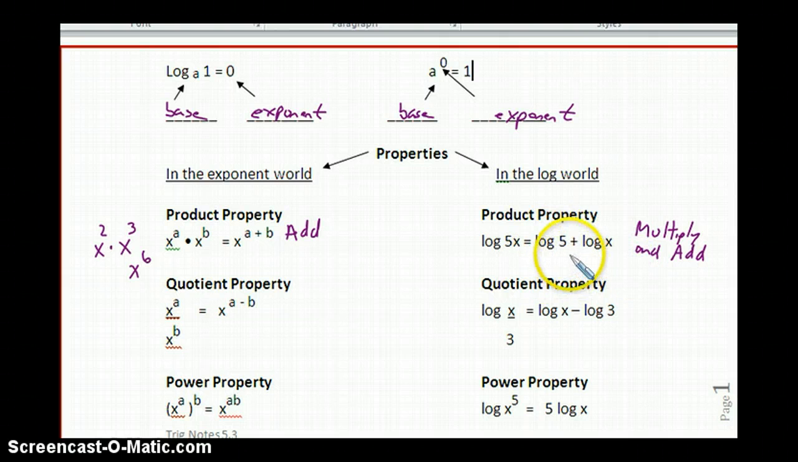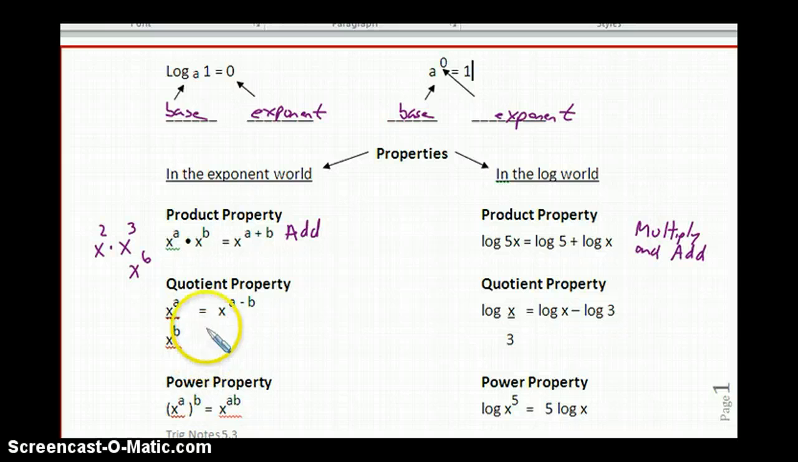If we think about it the opposite way, if I have two logs that I'm adding together, I can condense it into one log by writing it as a log that's being multiplied. Or I could go this way. If I have multiplication, I can expand it into two addition problems. And that's really what we're going to be doing in the examples, is we're going to be either expanding or condensing.